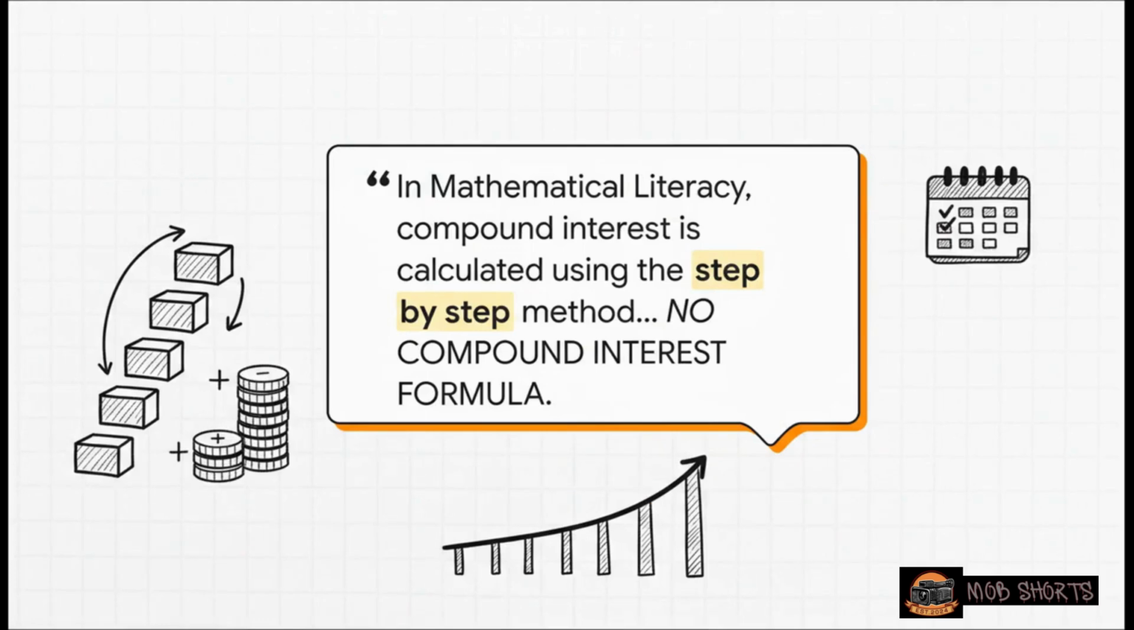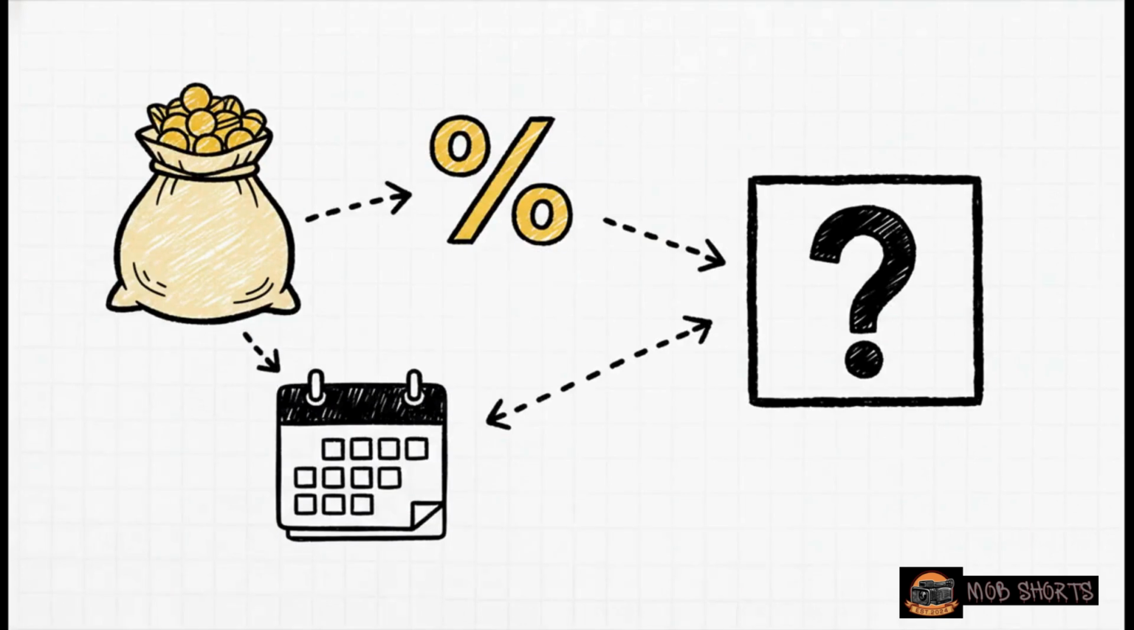And you might be thinking, but why? Well, it's because the examiners need to see that you actually get the concept of compounding, that idea of interest being calculated on a new, bigger amount each time. So you have to show them your work year by year. So if we can't use the formula, how do we do it? Well, we're going to walk through an example right now, step by step, exactly how you need to write it down in your exam to get every single mark.